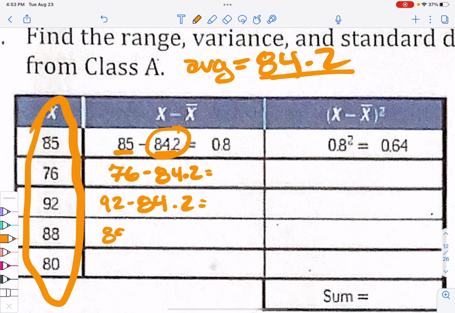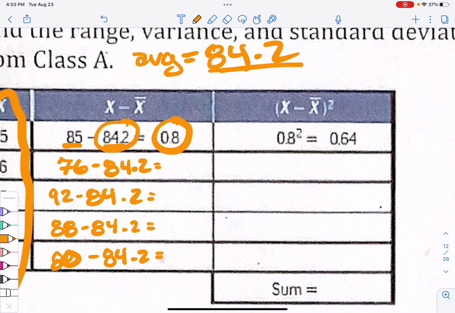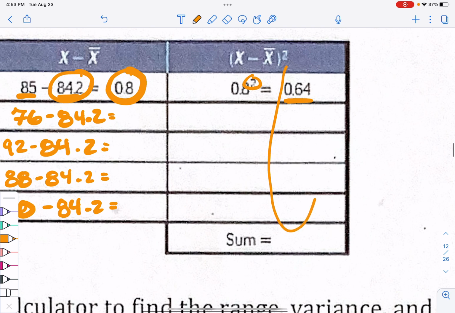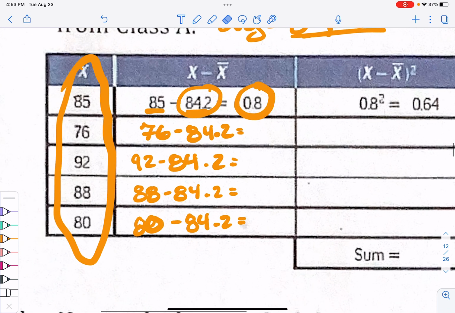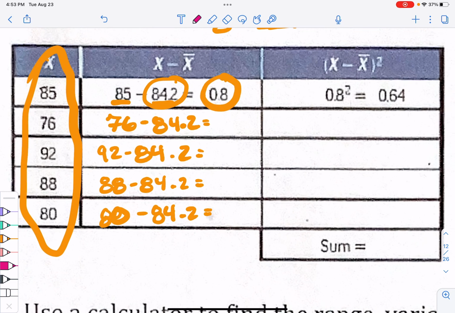We're going to do 88 minus 84.2. We're going to figure out what that is. And then we're going to do 80 minus 84.2, and figure out what that is, okay? And then as soon as we find this number, we're going to square it and get another number, right? And then at the very end, we're going to add all of these numbers up and get a sum, and that's going to give me something close to my standard deviation. We'll get to that point, okay? But we're following this pattern. This is what you're going to do on your homework assignment. So make sure you pay attention to this table because this is the process that you are going to use, okay? So I'm going to go 76 minus 84.2.